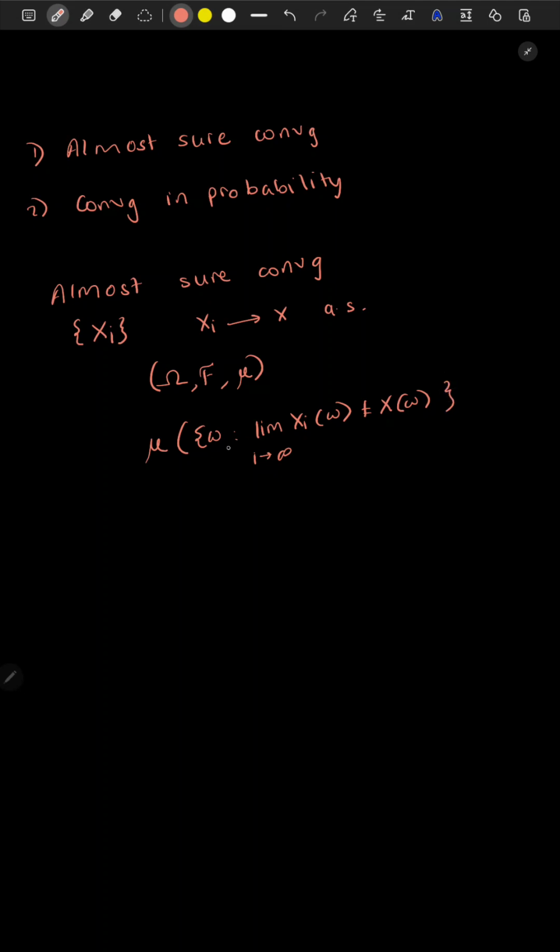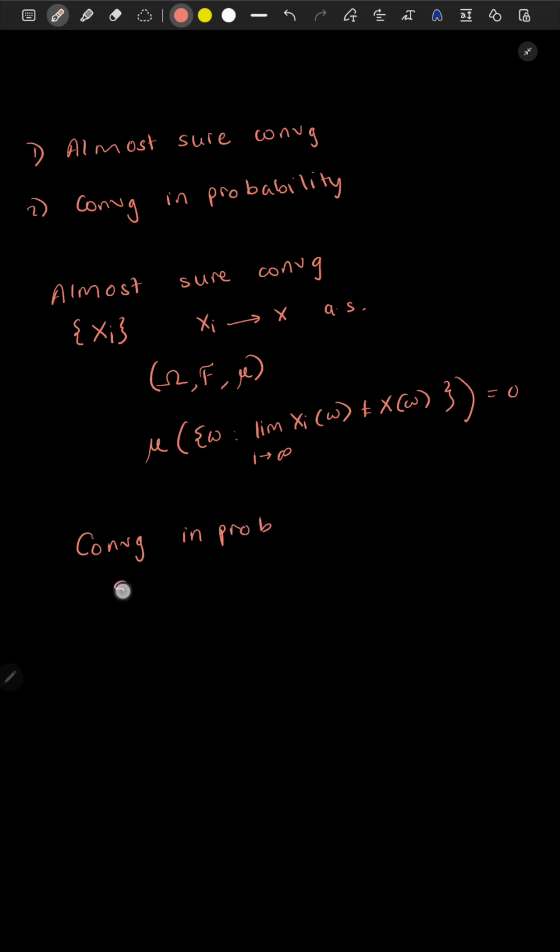So this is a set. Consider all omega so that this limit is not equal to this. The measure of that set should be equal to 0. If it had been equal to, then this would have been 1. This is the definition. Now the second definition is convergence in probability.